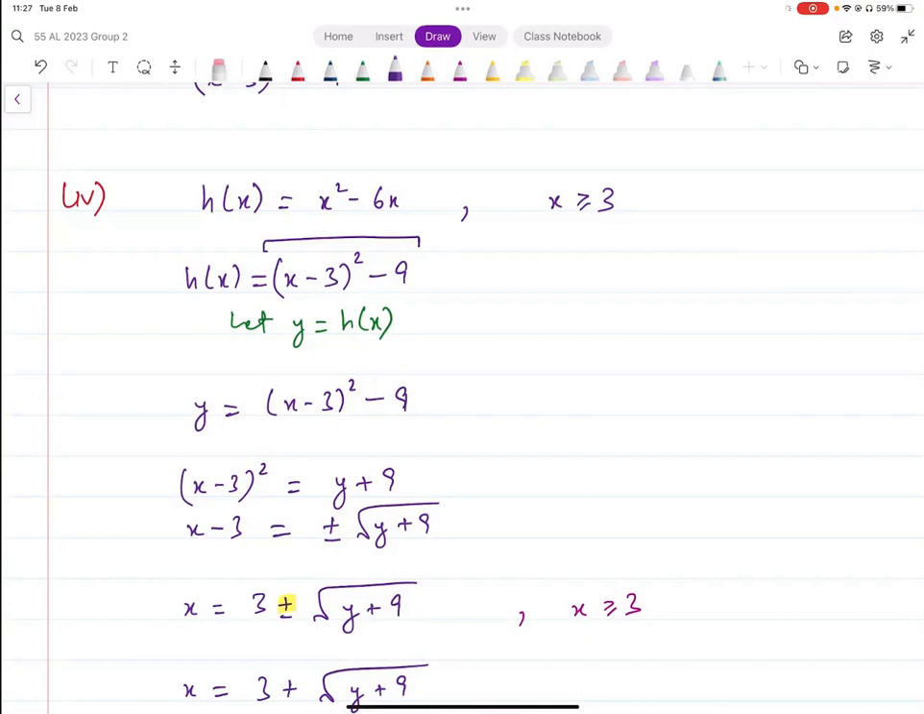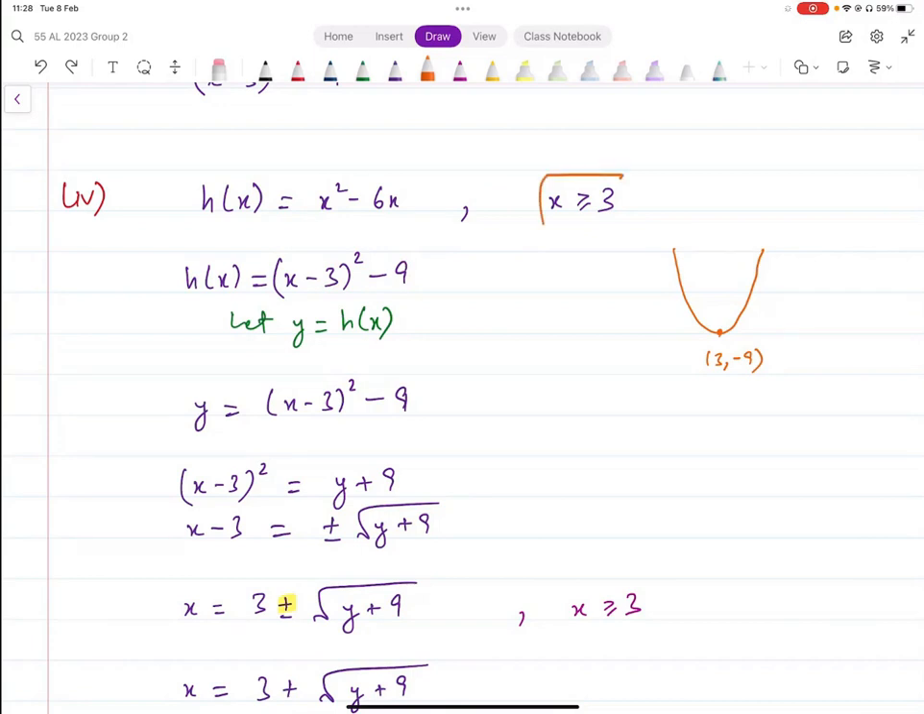इसकी range कैसे find करेंगे? We'll have to think of the graph, right? It's a quadratic function, and the graph of this function looks something like this. The turning point is going to be 3 and minus 9, right? From this form, we could find the turning point 3 and minus 9. This is the turning point.